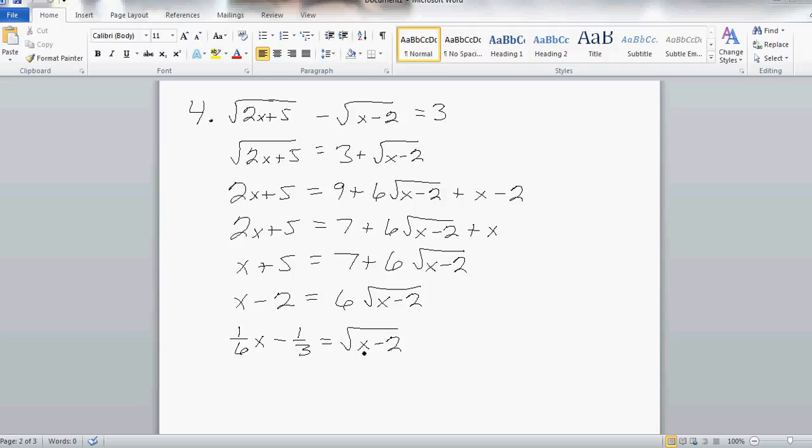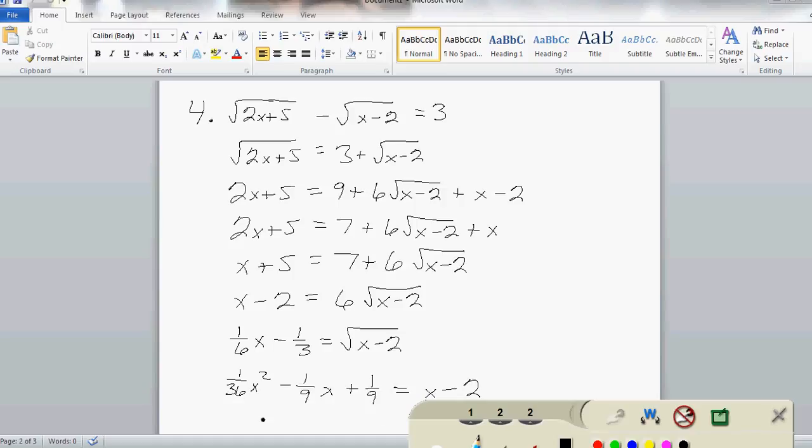Now take the square of both sides, because now we've got the square root all by itself. So squaring this, once again, is going to require factoring or foiling. And so this whole quantity squared becomes 1/36 x squared, minus 1/9 x plus 1/9 equals x minus 2.